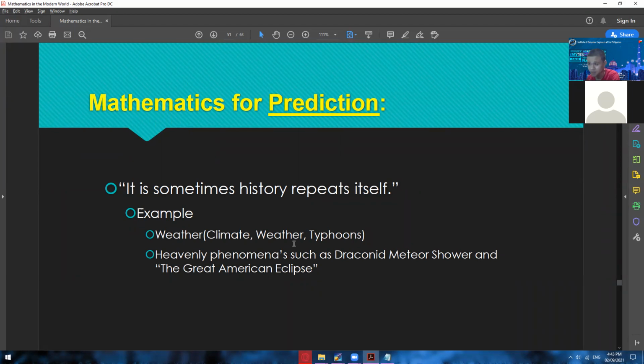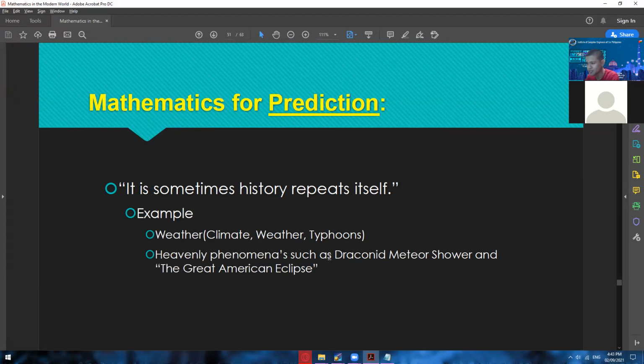The same with the climate. In other countries, we have 4 seasons, but here we only have 2: rainy days and sunny days. Of course, after the rainy season, we have the sunny season, and after the sunny season, we have the rainy season.